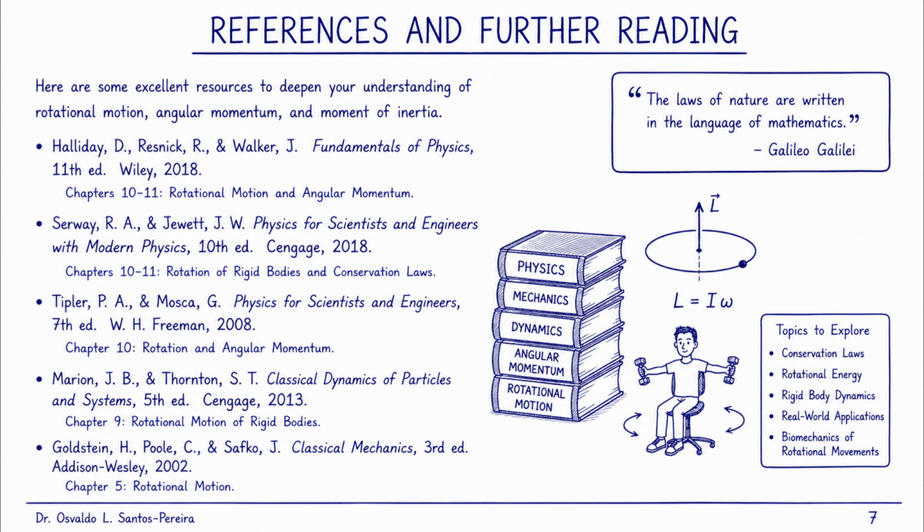These books also open the way to related topics, including conservation laws, rotational kinetic energy, rigid body dynamics, biomechanics, and real-world rotational systems. The central lesson remains simple. The distribution of mass determines the moment of inertia, and the conservation of angular momentum explains why bringing mass closer to the rotation axis increases the angular speed.